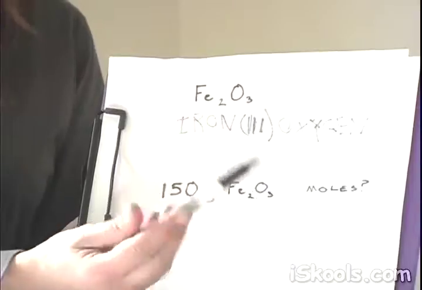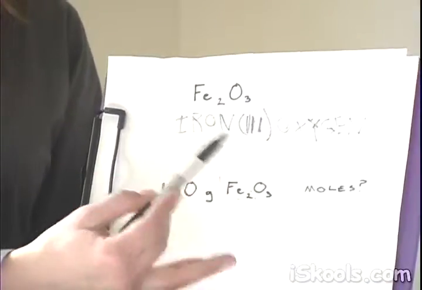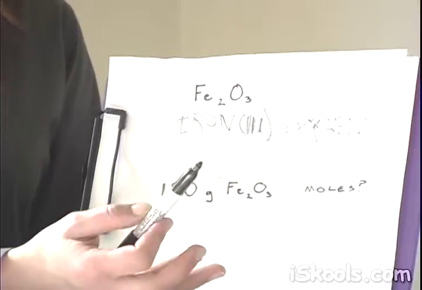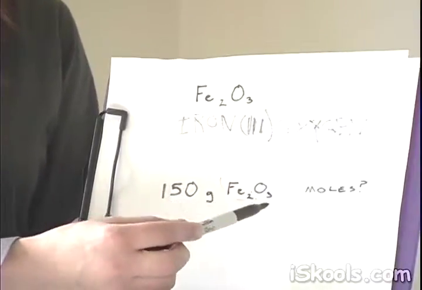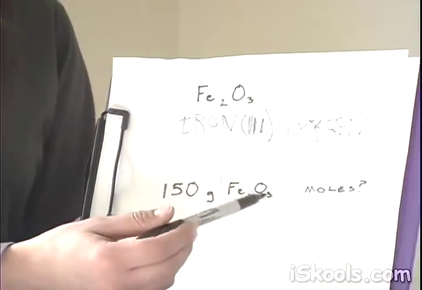You have 3 of them. Multiply that by 3 to get 48. So then if you add up those two numbers, you're going to get 168 grams per mole. So that's the molecular mass of Fe2O3.